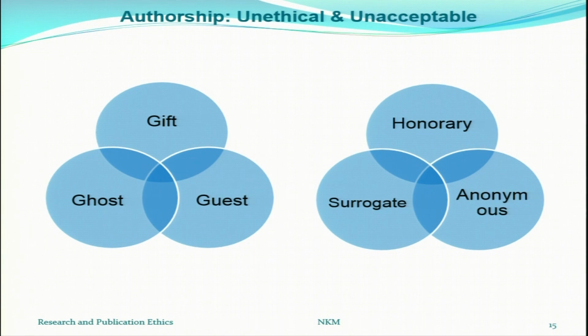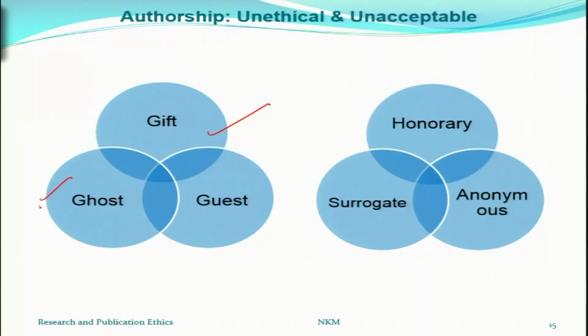Let's start with the very first, that is gift authorship. Let's try to understand what is gift authorship. Gift authorship occurs when a researcher simply adds someone's name as author, because he or she wants to gift that paper, right? Maybe it is somebody who can influence his or her research, or can be beneficial in the further course of research.